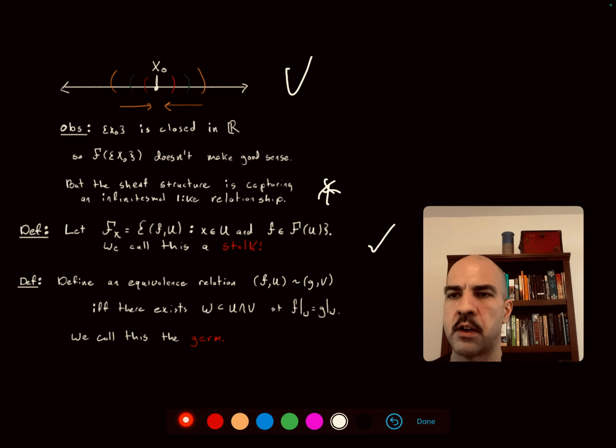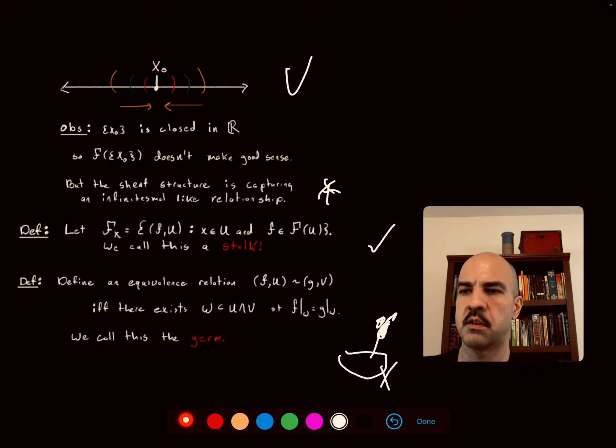Next, we're going to define an equivalence relation. We're going to take two sections, f and g, with the corresponding open sets that they're defined on in the functor, and we're going to say that these two tuples of sections and open sets are equivalently related if there exists some other open set in the intersection where they're equal. We're going to call this the germ. So if you think of this as the little Quaker Oats analogy, we have the stalk and then these germs coming off, and then this is all over the set X.